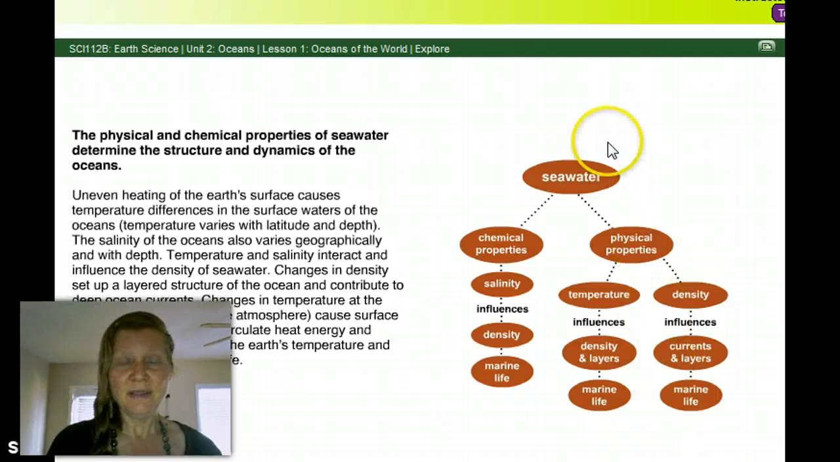Again, this mastery map will be very helpful for you for section 2.1, where you're identifying the differences between the chemical properties and what they influence. Of course, the salinity influences the density and the marine life that's present, and the physical properties of temperature and density also influence the density of the layers, the currents in the layers, and the marine life that's present according to the density or the temperature.